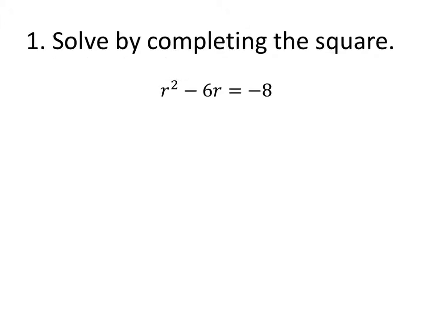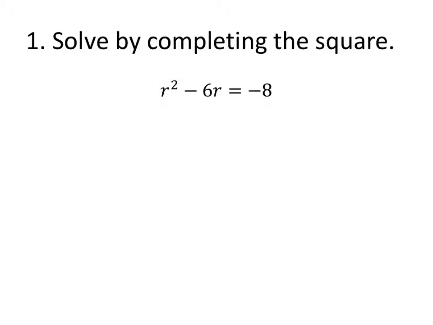Problem number 1 says to solve by completing the square. r squared minus 6r equals negative 8. So we want to find the value of r that makes that equation true. We are getting all of the variable terms on the left and the numbers on the right. Make sure that you have the terms on the left in descending power order, which we do. So this equation is already in a form that we can use.